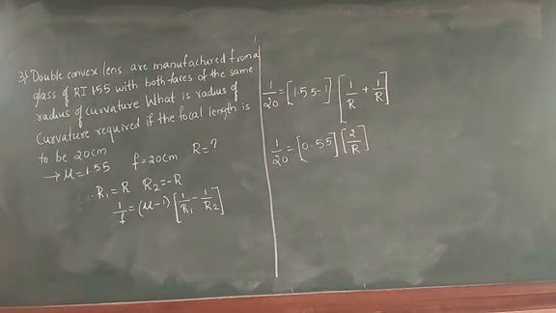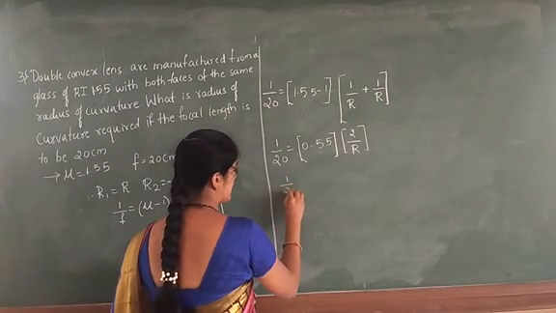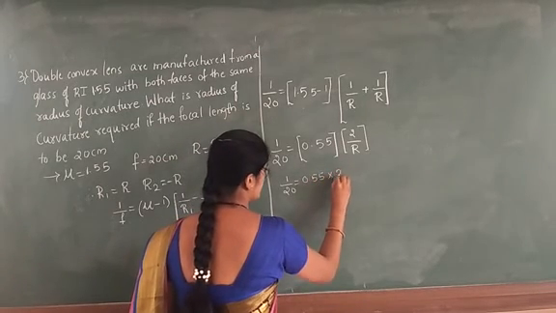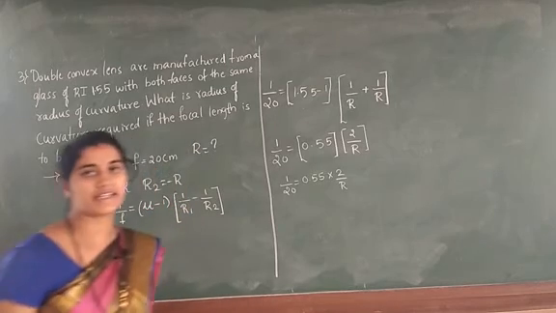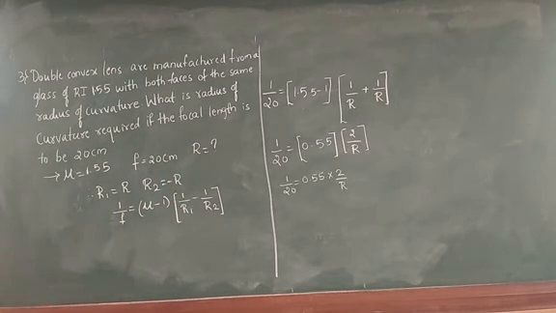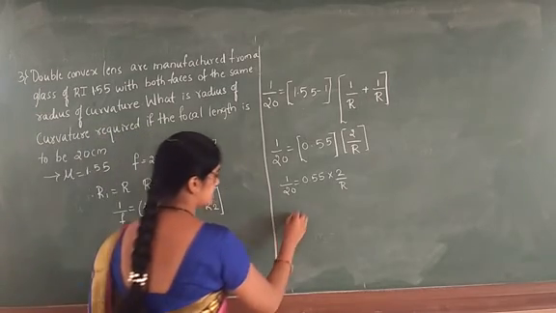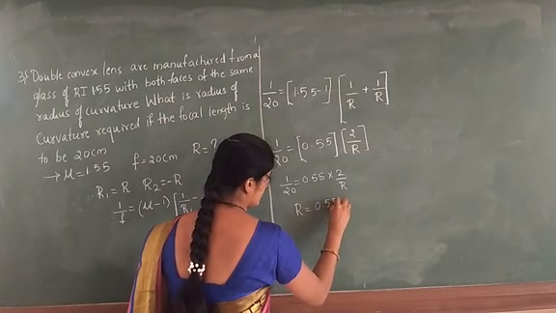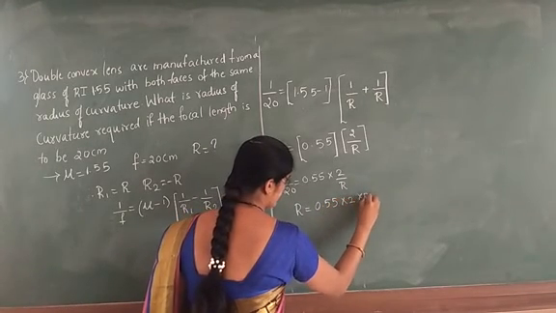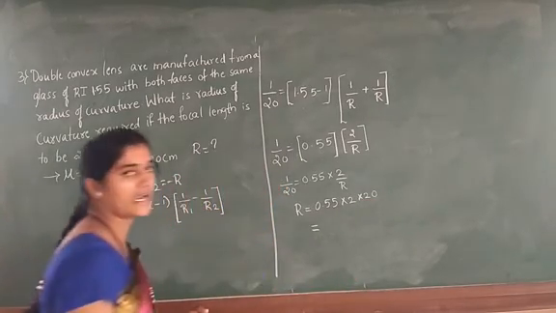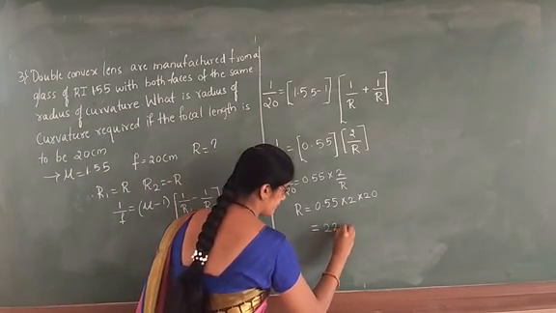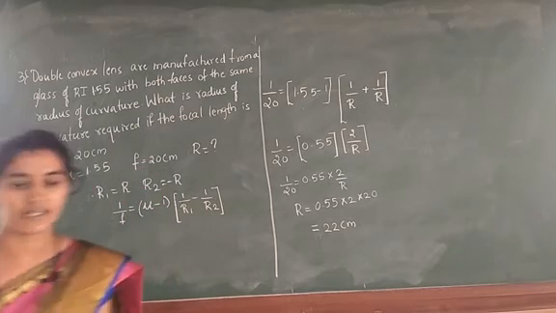Now next, the calculation part. 1 by 20 is equal to 0.55 into 2 by R. Here we have to find the radius of the curvature, that is capital R. Therefore, R is equal to 0.55 into 2 into 20. Now calculate, and we are getting the answer R is equal to 22 centimeter.